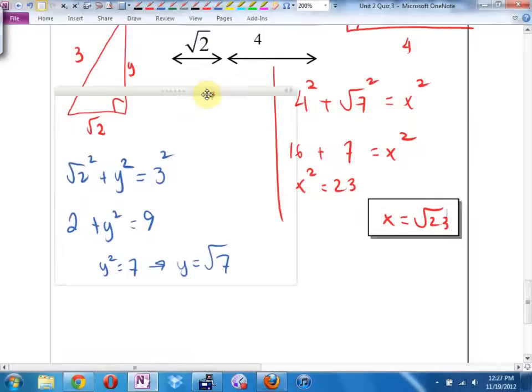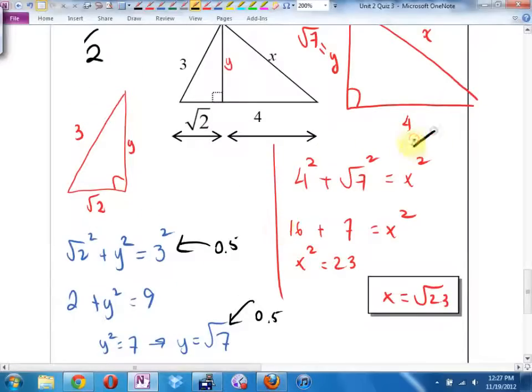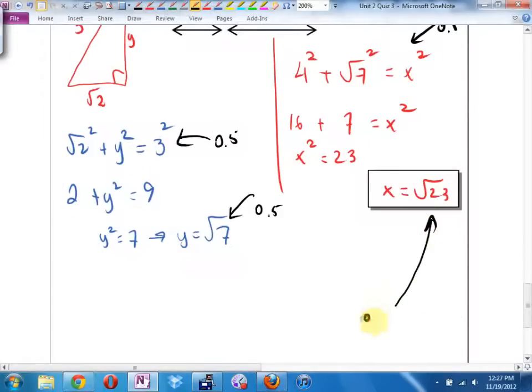If I saw this somewhere, that would get you a half mark. If I saw that somewhere, that would get you a half mark. If I saw this line, that would get you a half mark. And then I would give you a half mark for the answer.